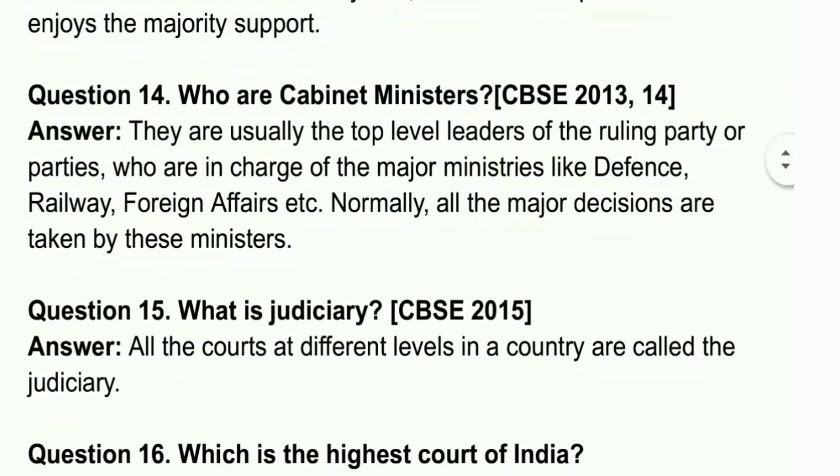Next question, who are Cabinet Ministers? Answer, they are usually the top level leaders of the ruling party or parties who are in charge of the major ministries like defense, railway, foreign affairs, etc. Normally, all the major decisions are taken by these ministers.